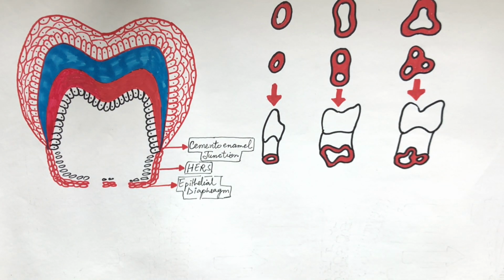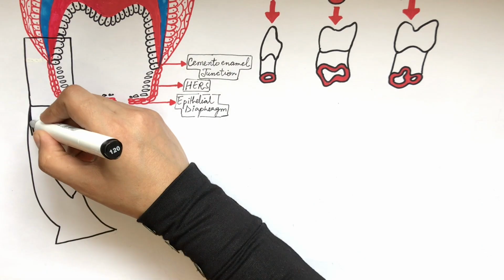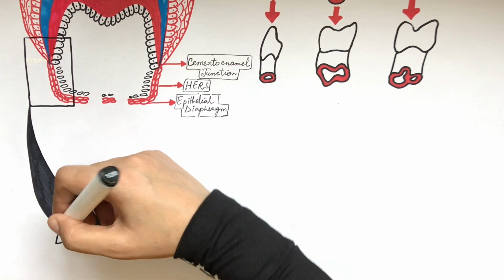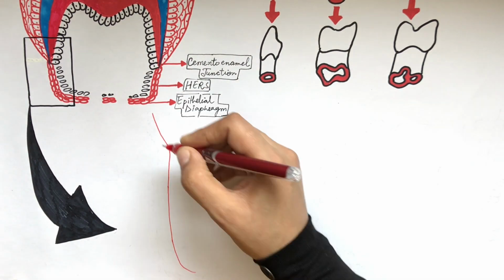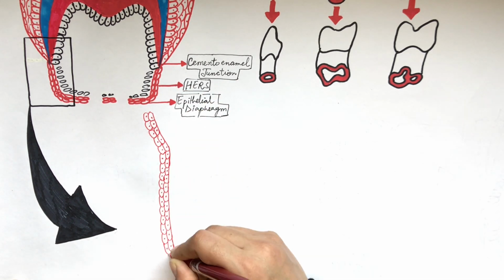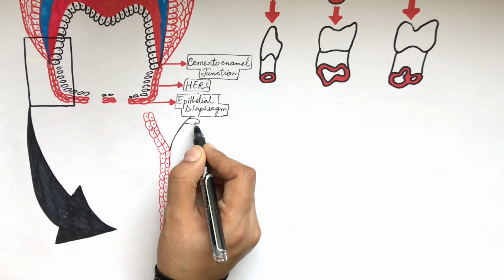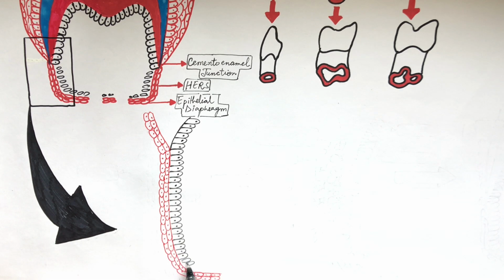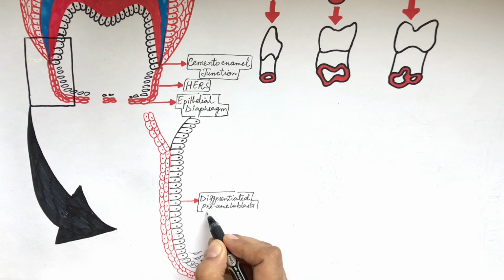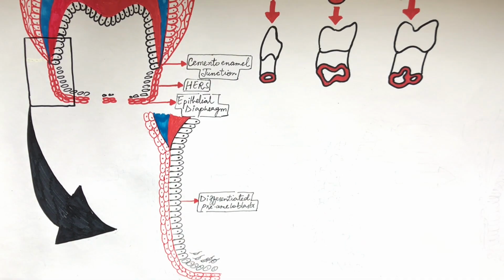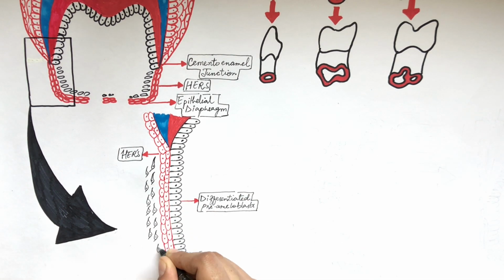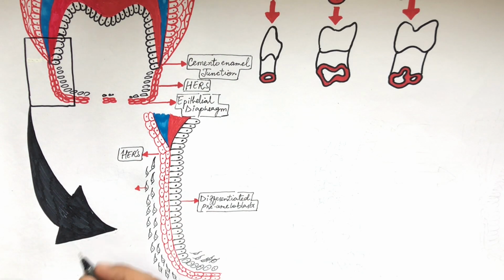For simplicity, let's have a close-up of this area only and understand how root formation begins. As the root sheath begins to grow coronal to the diaphragm, it causes the differentiation of its nearby cells into pre-odontoblasts. The cells of the dental sac are still undifferentiated at this point, and they will differentiate only when the barrier between them and the dentinal matrix is removed.